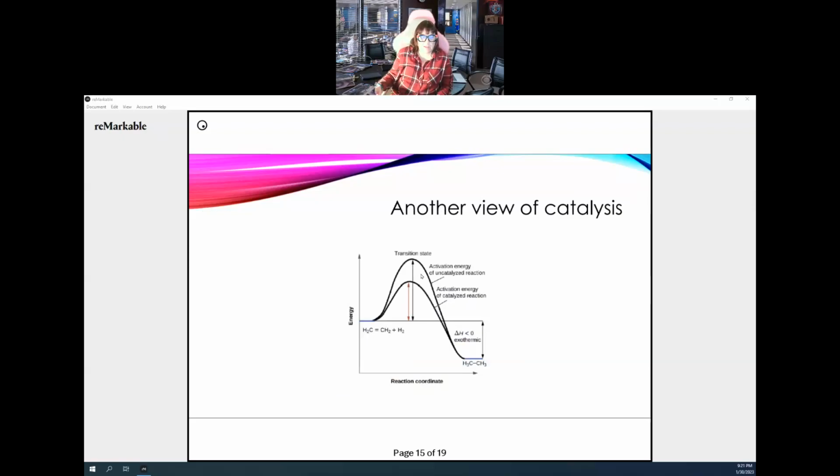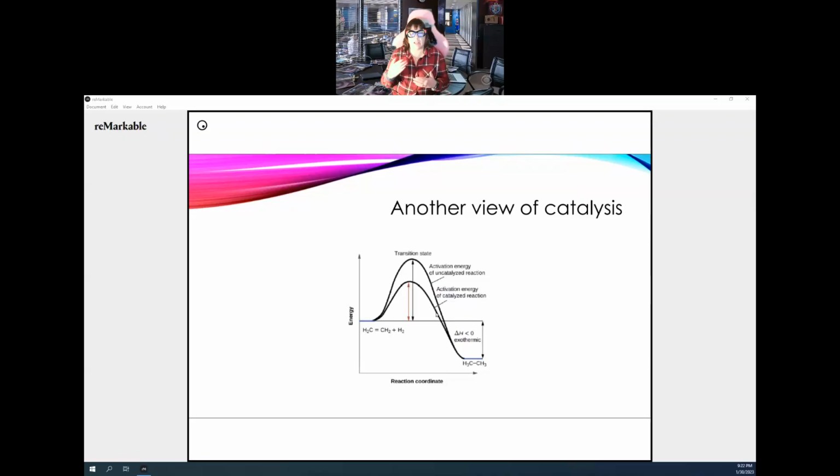So, another view. Here, again, we're starting with H2C=CH2 plus H2. That then gives me H3C-CH3. I know that this gives off energy, so it's exothermic. This transition state right here is a lot lower than the one right here. So this higher peak is the activation energy of an uncatalyzed reaction, and this lower one is the activation energy of a catalyzed reaction. This is another way you might see something like that.